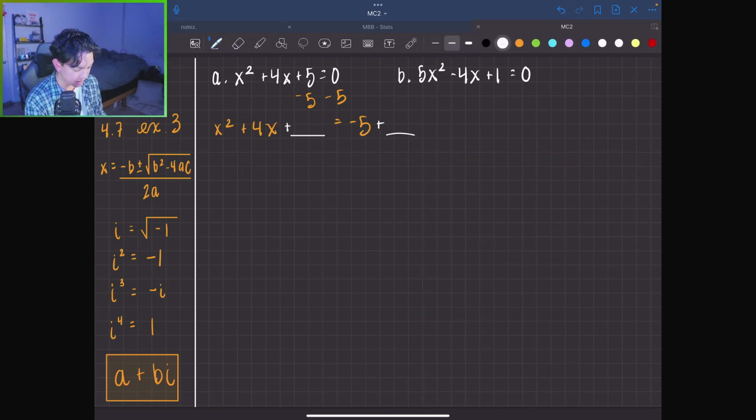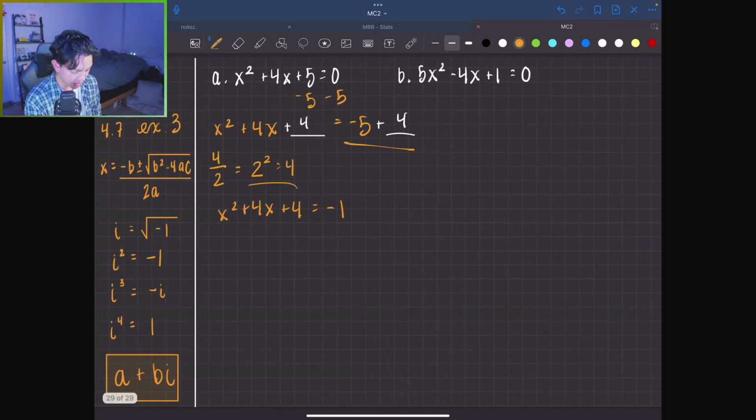So first we have to take our b value. Our b value here is 4. We're going to cut it in half, which is 2. And then we're going to square that value, which is going to be 4. So what value are we adding on both sides? We are adding 4. So now let's rewrite it. x squared plus 4x plus 4 equals negative 5 plus 4, which is going to give us a negative 1.